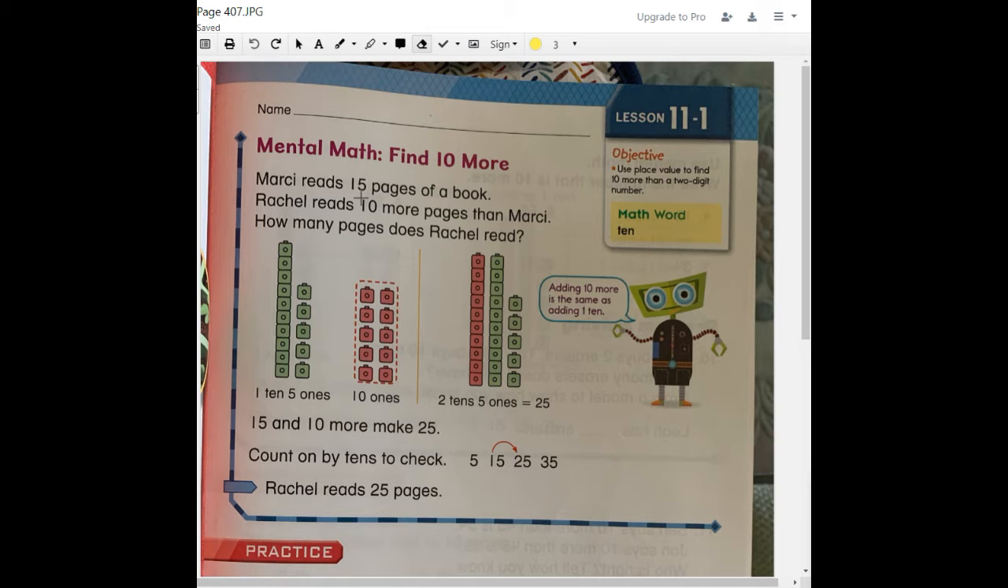Marcy reads 15 pages of a book. Rachel reads 10 more pages than Marcy. How many pages does Rachel read? So before we continue with the math problem, let's think, what is the problem saying to us, and what is the question asking? So what do we know? Take a moment to answer that.